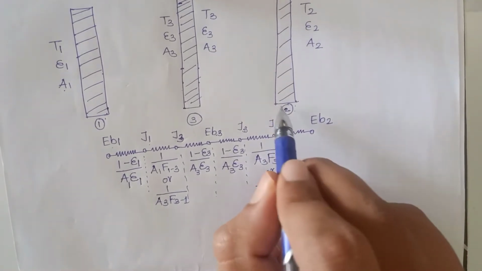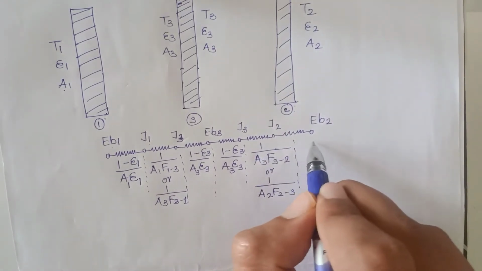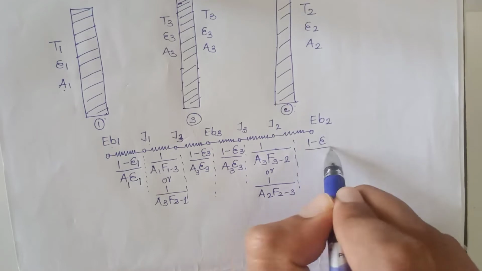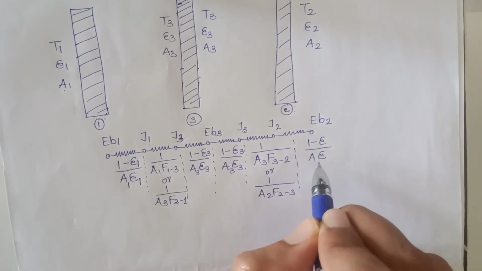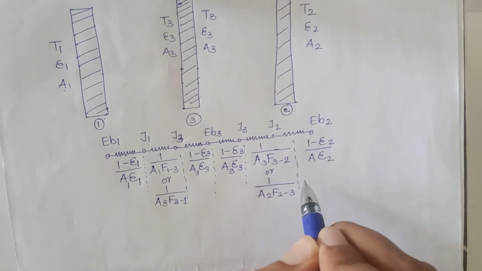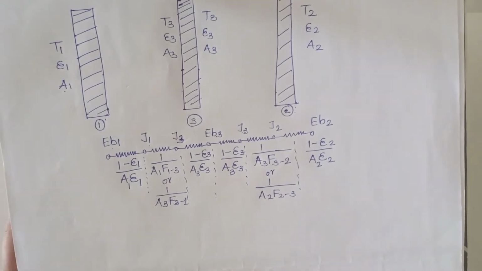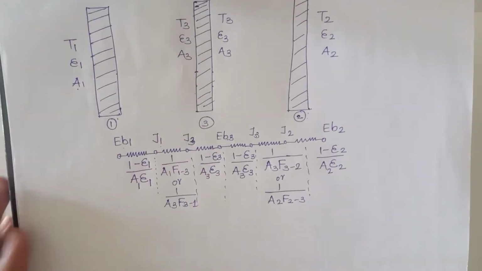And then there will again be surface resistance for the second surface. So it will be given as (1 minus epsilon) upon A epsilon, but with epsilon for the second surface and area for the second surface. In this way we have created the thermal resistance network.